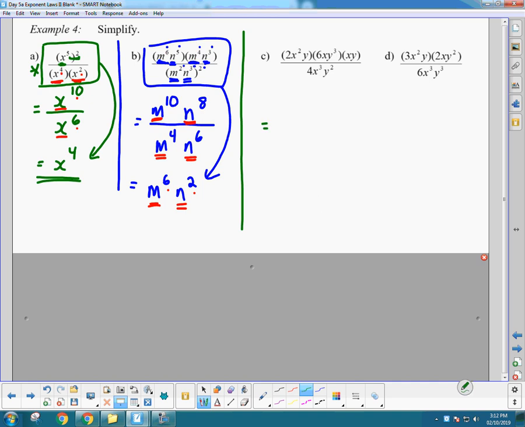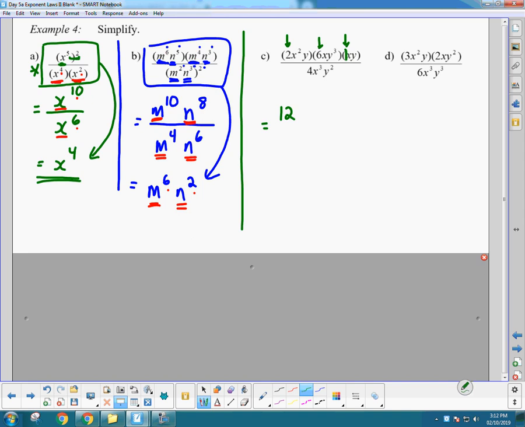First, let's start with the numbers. So these are just plain old numbers, no exponents. 2 times 6 is 12. And we know that there's a 1 in front of this guy. So 2 times 6 times 1 is 12. 2 times 6 is 12, times 1 is 12.